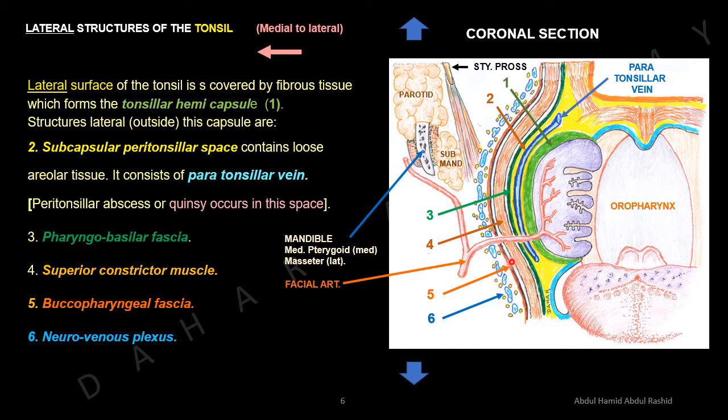So these are the structures lateral to the tonsil. You have a tonsillar hemicapsule. Next to that one is the subcapsular peritonsillar space. Next to that one is your pharyngobasilar fascia. Next to that one is superior constrictor muscles. Next to that one is the buccopharyngeal fascia. And finally, outside that one is plexus of pharyngeal veins and plexus of pharyngeal nerve.